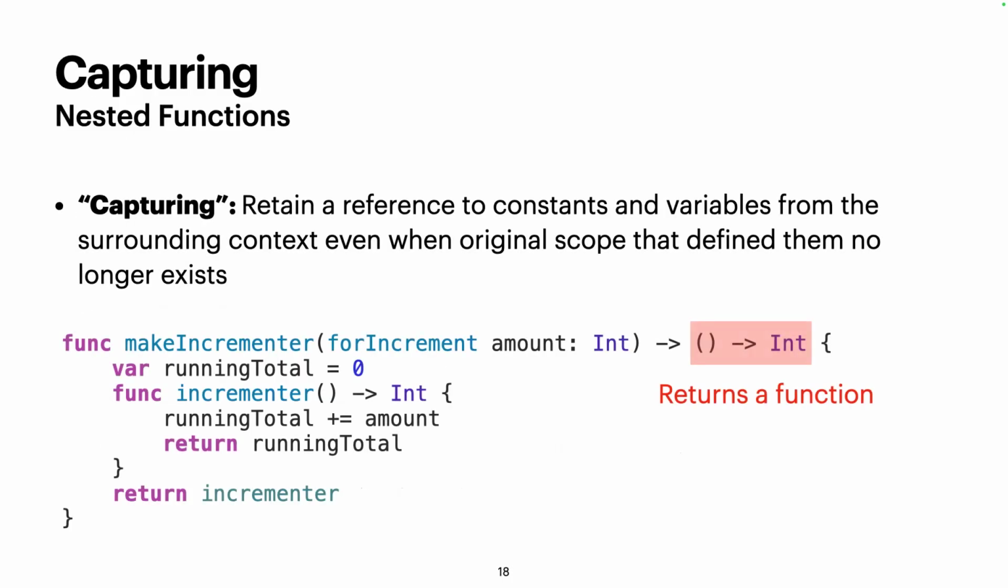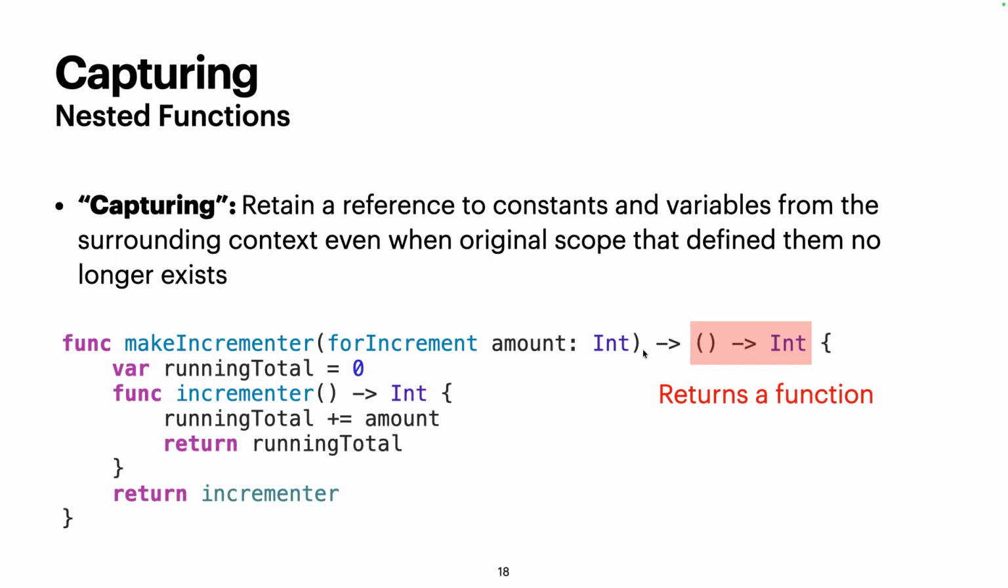So let's take a look at what capturing means. Capturing means you retain a reference to constants and variables from the surrounding context, even when the original scope of the function that defined them no longer exists. Here in this function, called makeIncrementer, it accepts a parameter called amount, which is of type Int, and it returns something. You can see this arrow sign that means it returns something.